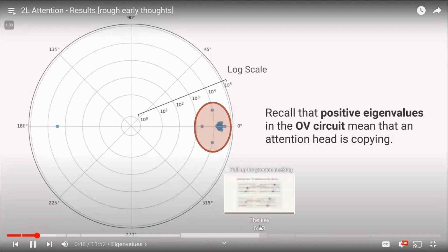The probability that the output is the same will increase, or it will increase the logits for the output being the same as the token it's attending to. So really it just means the attention head is implementing copying.